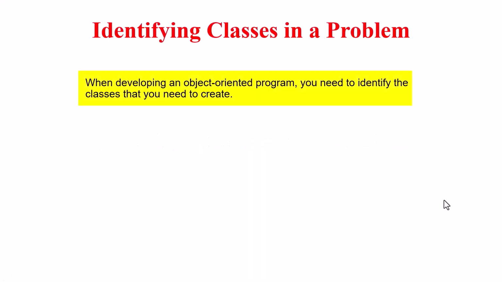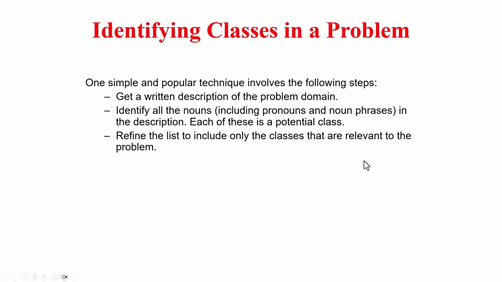When developing an object-oriented program, you need to identify the classes you need to create. That's quite obvious. How do we do that? Well, one simple and popular technique involves the following steps. You get a written description of the problem domain. In other words, you understand that problem. You identify all the nouns, including pronouns and noun phrases, in the description. Each of these is a potential class. You refine the list to include only the classes that are relevant to the problem itself.